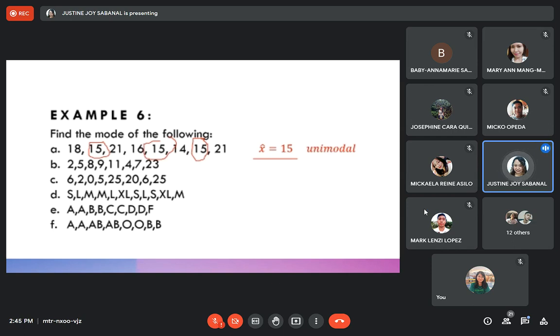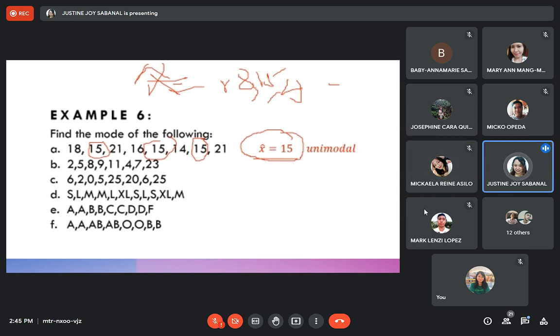Kunwari, magiging trimodal siya kung meron akong value na 18, 15, 21. Tatlong number na yung kino-consider. Ito daw yung kunwari value nung ating mode. So, 18, 15, 21. Tatlong magkakaibang number yung na-classify, kaya po siya tatawagin na trimodal. Pero hindi po doon sa bilang ng occurrences nila. Yung occurrences, ginagawa lang natin yung basehan para ma-identify ano ba yung number, ano bang observation, yung pinakamadaming beses na nauulit. So, clear po?